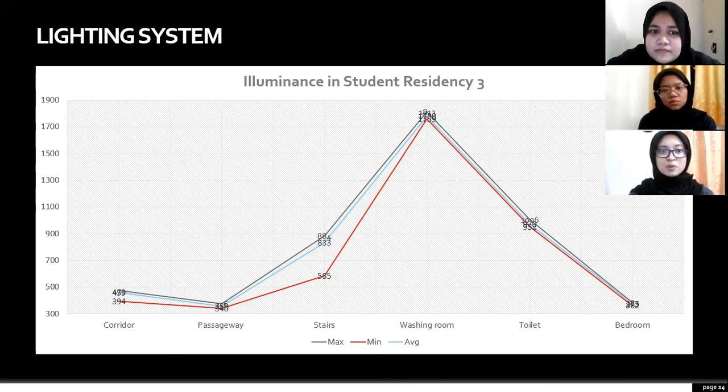Lighting is one of the most important parameters in achieving good indoor environment quality. Insufficient lighting will affect the quality of work and cause vision health problems. Apparently, lighting quality in the Student Residency 3 building is considered good. However, the overlit spaces may trigger energy wastage in the residency.